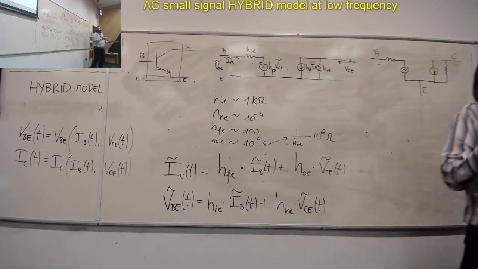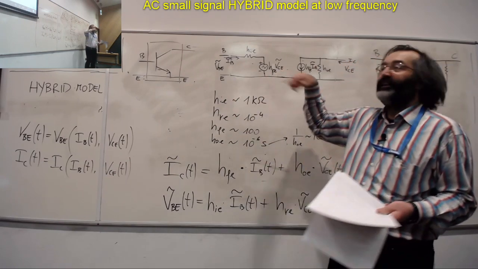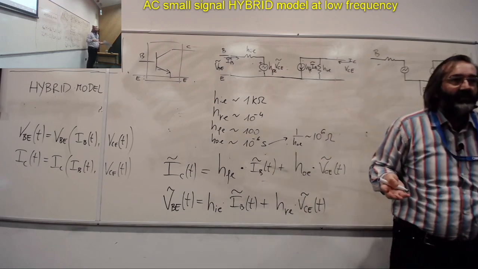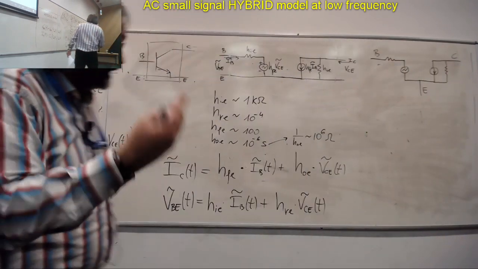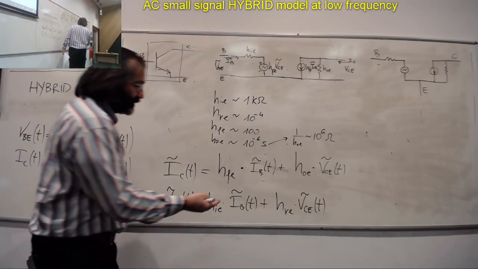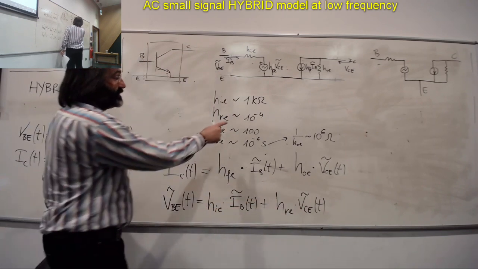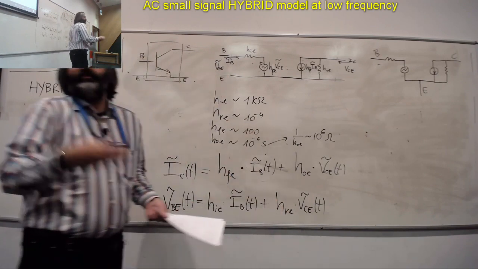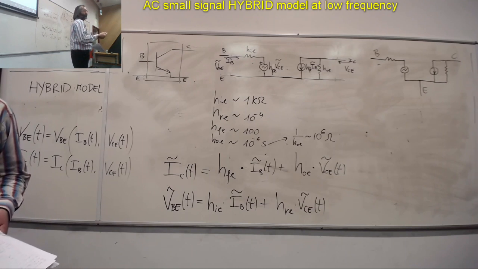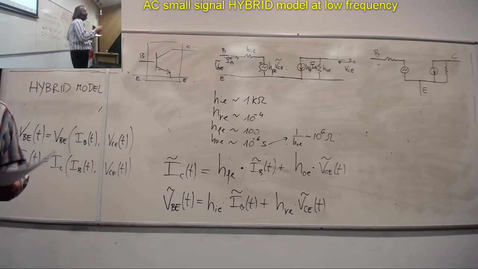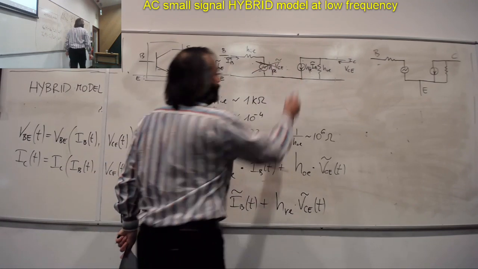How much would you allow that to change? This perturbation, this VCE tilde. Can I say 1 volt? Maybe it's even too much. I would say even less than that. So from this point of view, HRE times, say, 1 volt is 10 to the minus 4 times 1 volt, which is 10 to the minus 4 volts. It's 0.1 millivolts. So that really is something very, very small. Okay, so I'm really tempted to say I will forget about this.